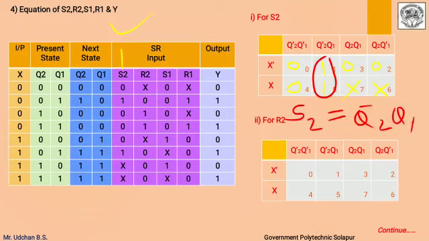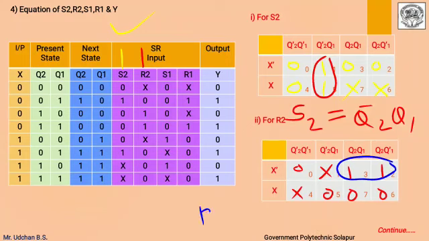Similarly, enter the values of R2 onto the K-map: 0 don't care, 1 1 don't care, 0 0 0. Here we can get this pair. So the equation of R2 will be x bar Q2.